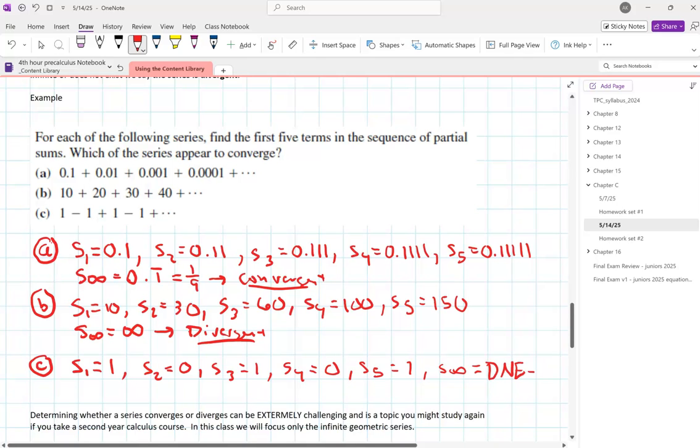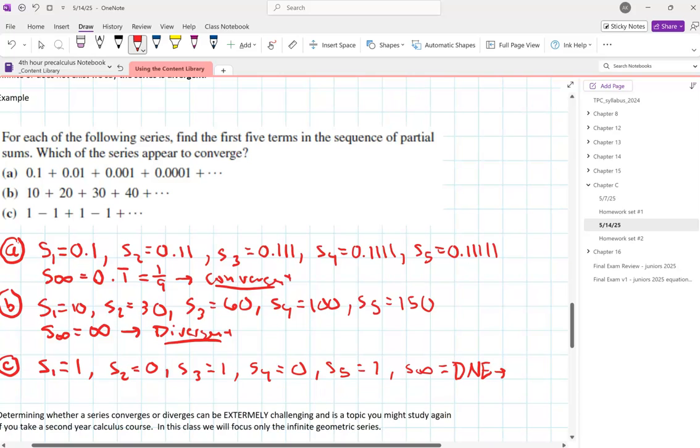Does not exist, which means that this is divergent. Again, you can be divergent because it's infinite, or you can be divergent because the limit doesn't exist. Either case, divergent. We're done.